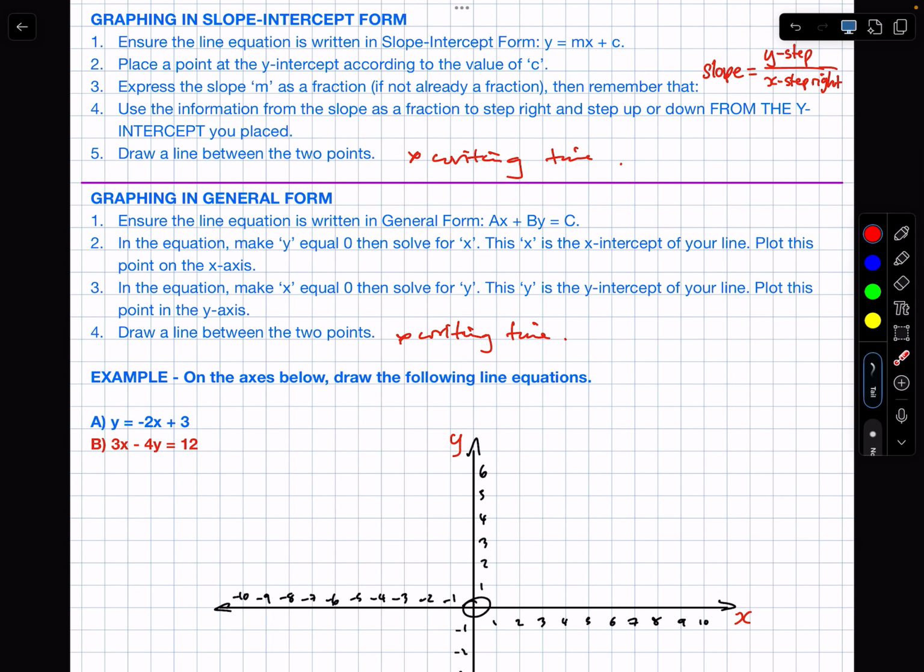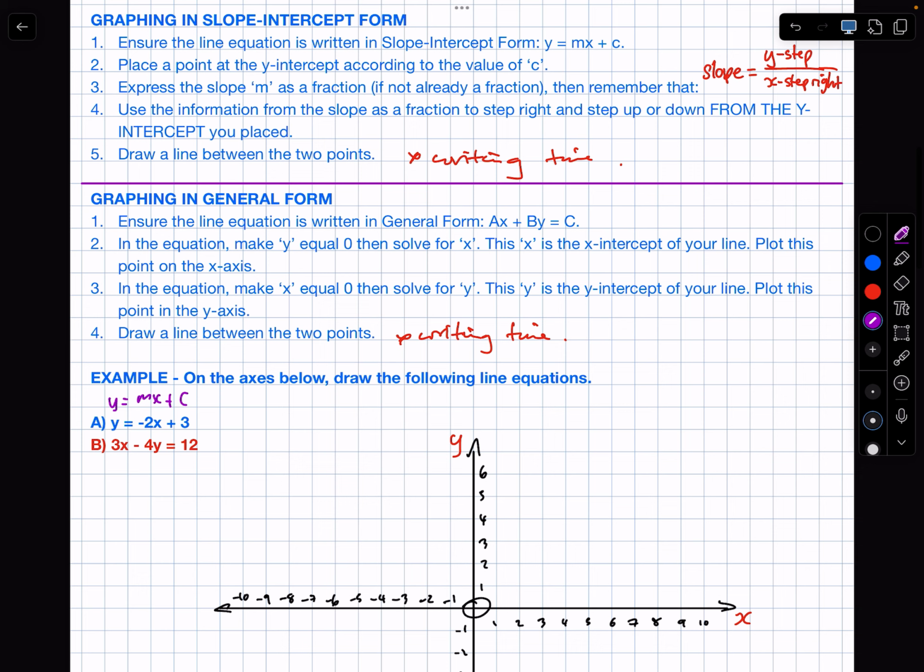Graphing in slope-intercept form. So I want to demonstrate these 5 steps using these 2 line equations below. So what is step 1? Can you check it's in slope-intercept form? Does this A in blue, does that look like it's y equals mx plus c? Yes or yes? Okay? Confirmed. So I'm going to be drawing it with these 5 steps that I showed you. What is c in this equation? 3. So there's where the dot goes on the y-axis.